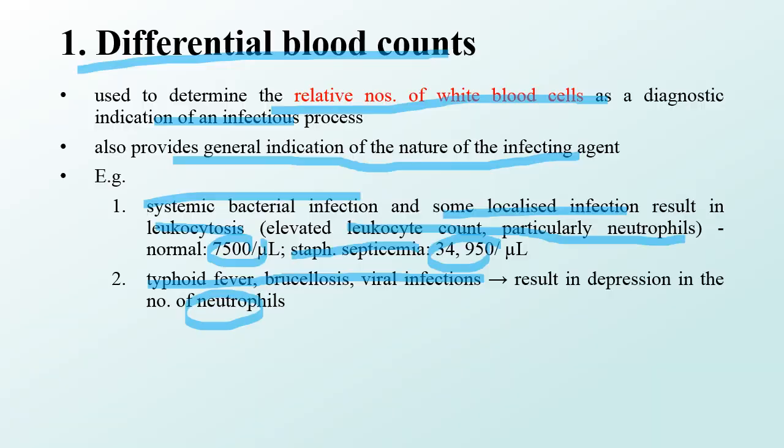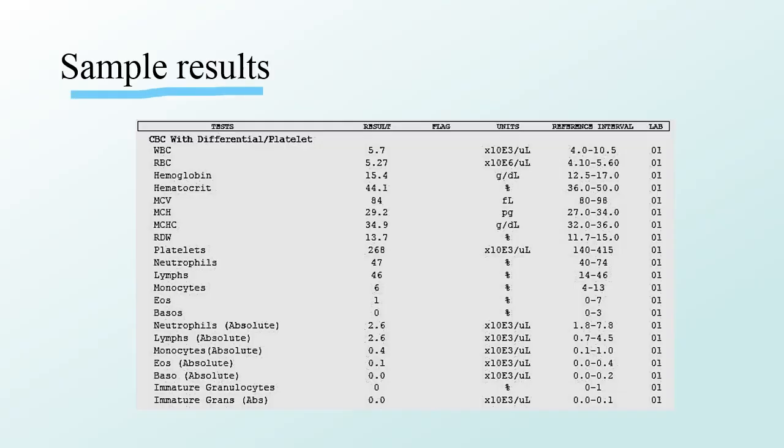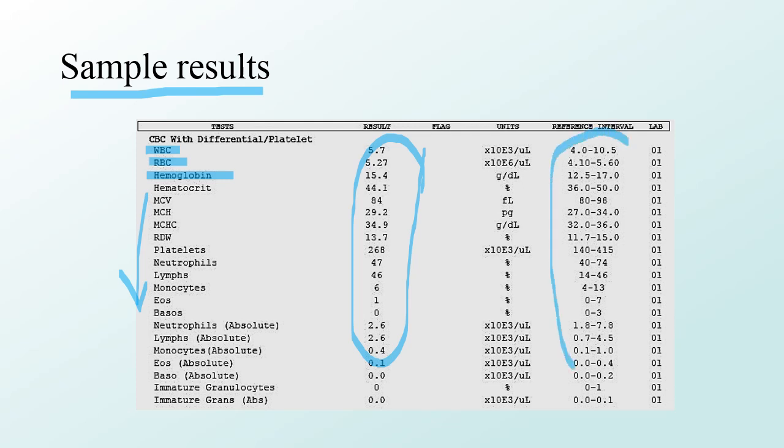Okay, this is a sample result from a differential blood count. You can see the white blood cells, red blood cells, hemoglobin, and so on. From these readings, you can analyze whether a particular person has an infection or not. And this is the normal range.